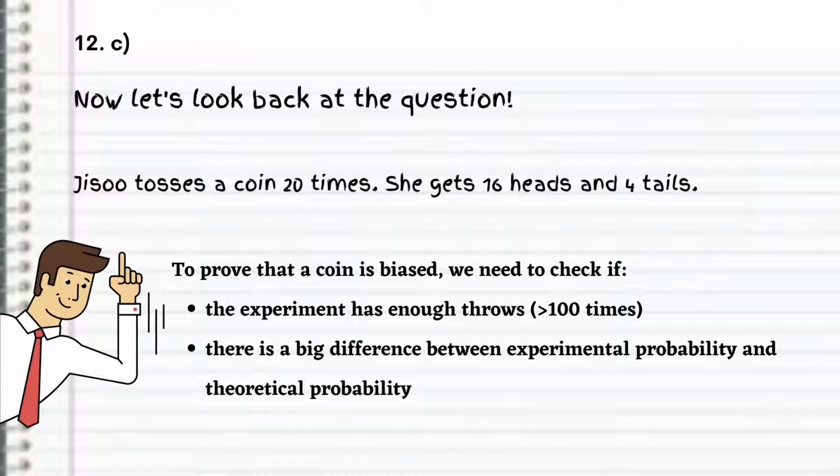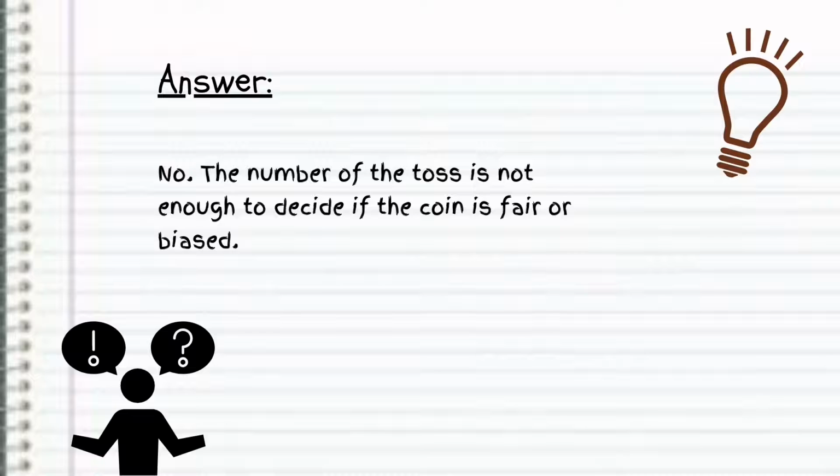When these two requirements are satisfied, we can tell that the coin is biased. Now, let's look back at the question. Jisoo tosses a coin 20 times. She gets 16 heads and 4 tails. We can see that Jisoo only tosses 20 times, which is less than 100 times, and it is not enough. Therefore, the answer will be a no. The number of tosses is not enough to decide if the coin is fair or biased.